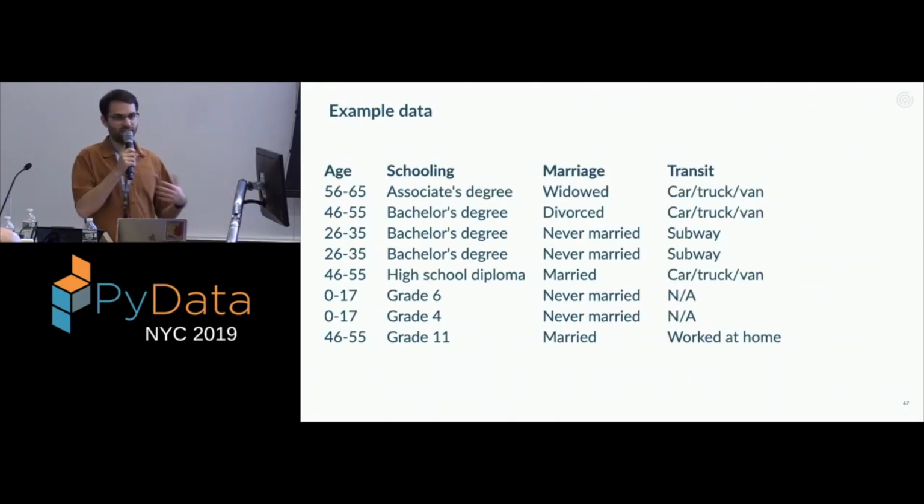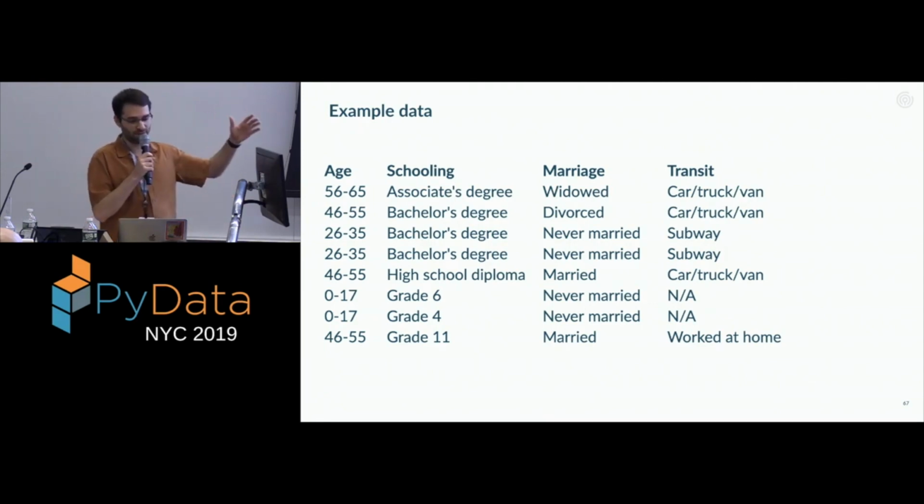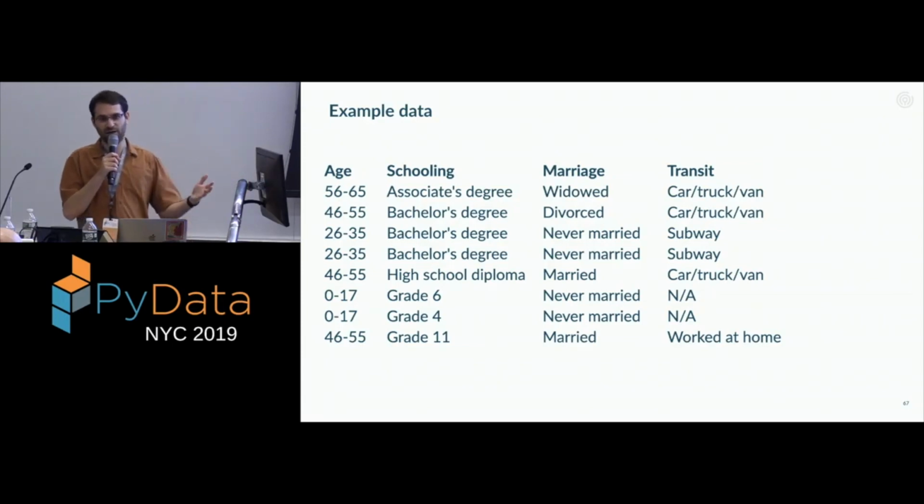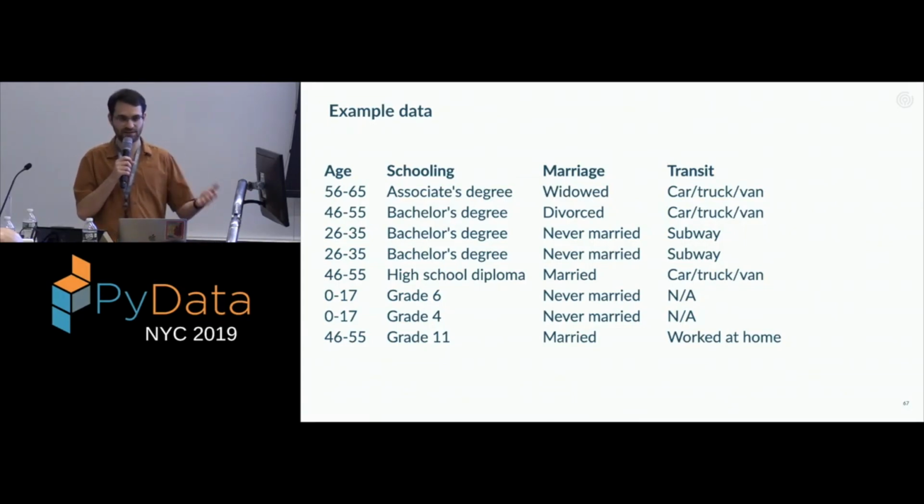So here's just an example of some randomly selected entries from this data set. At the top, you can see someone who's between 56 and 65, has an associate's degree, is widowed, and drives to work. You can see a 26 to 35-year-old who has a bachelor's degree, has never been married, and takes the subway to work, and so on and so forth. So there's just a whole bunch of records that look like this corresponding to individual people in the state of Illinois.